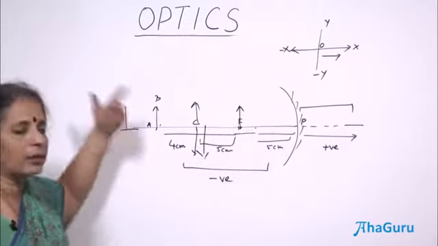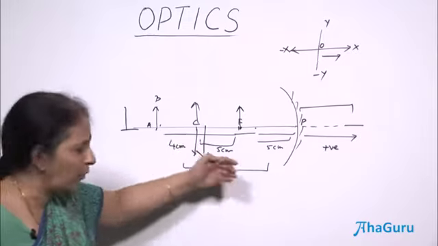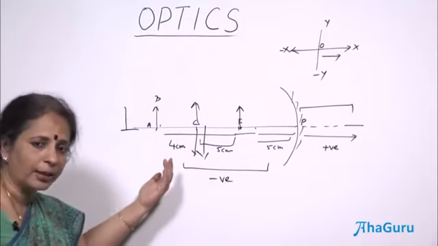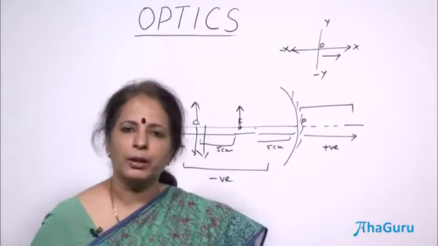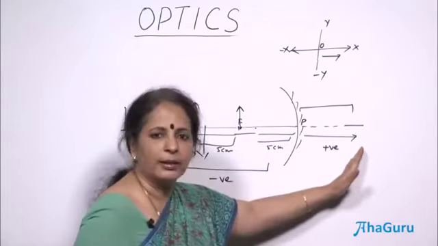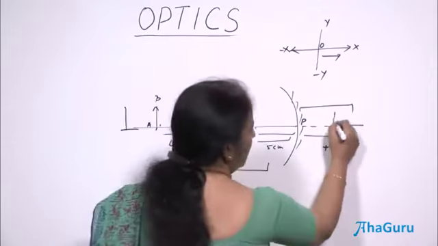So, object distance is always negative. Image distance is negative if image is going to be formed on the same side of the object. Suppose the image is formed on the other side, like in convex mirror, always the image is formed on that side, in which case the image distance is going to be positive, because image is formed somewhere here.